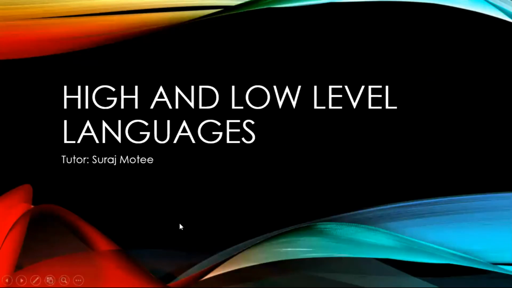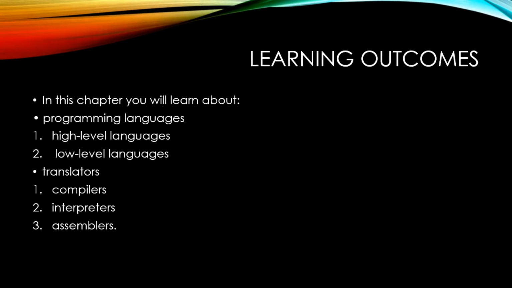Low-level programming languages. As you know, computer science is about the study of programming languages. I mean, you study a variety of programming languages that exist. Now, these programming languages can be categorized into two categories known as high and low-level languages. So today we're going to study the differences between these two categories of languages, how they're different.